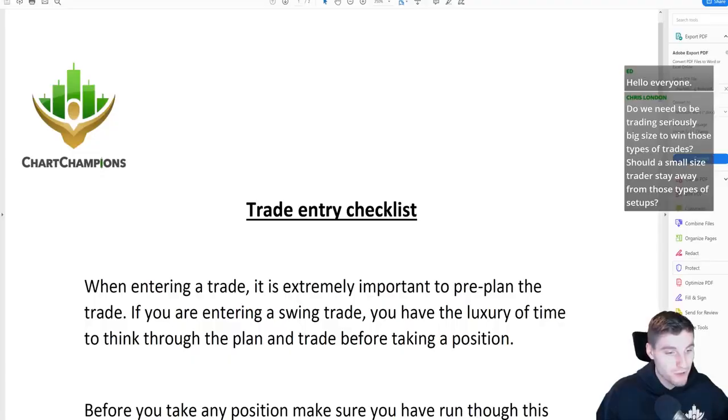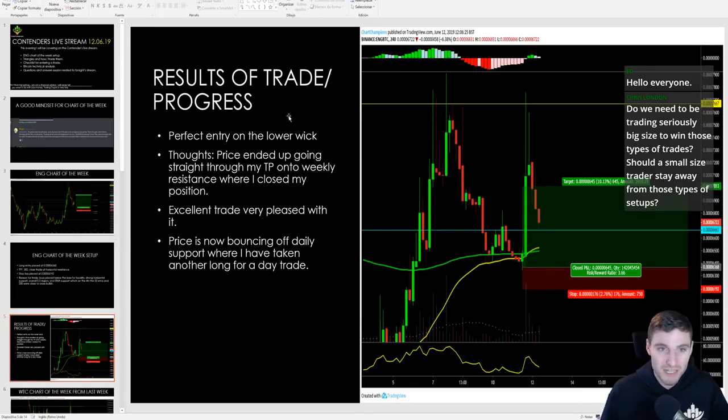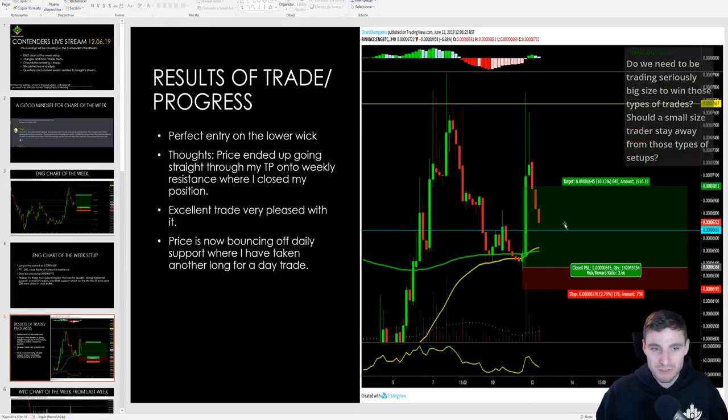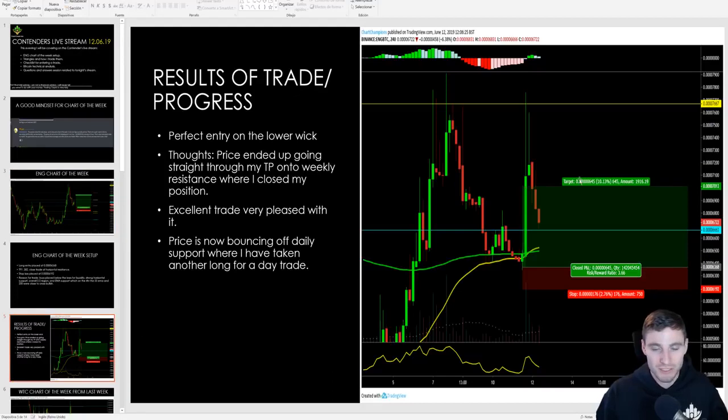Now I want to go over with you all the results of the trade and how this is continuing on. So the results of the trade, really perfect entry. This is what the setup was like when we were looking at this. So we got right in on that lower wick. Couldn't get a better entry. So we got the entry on the lower wick.